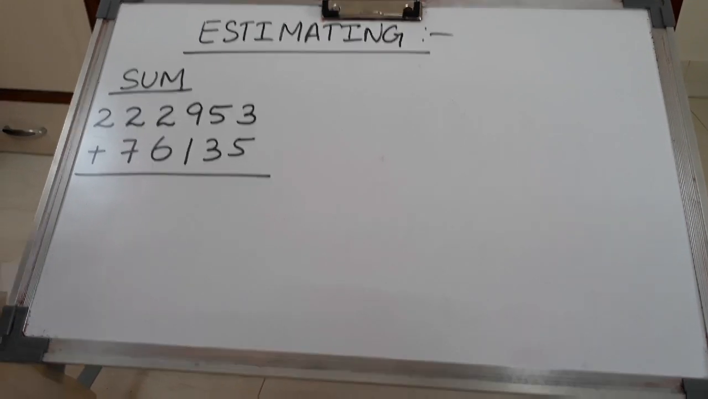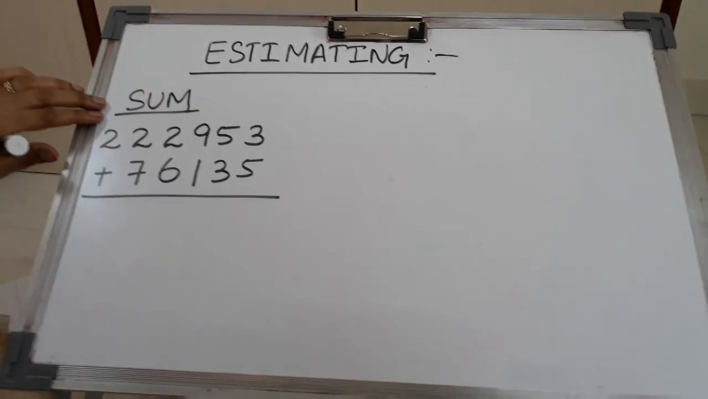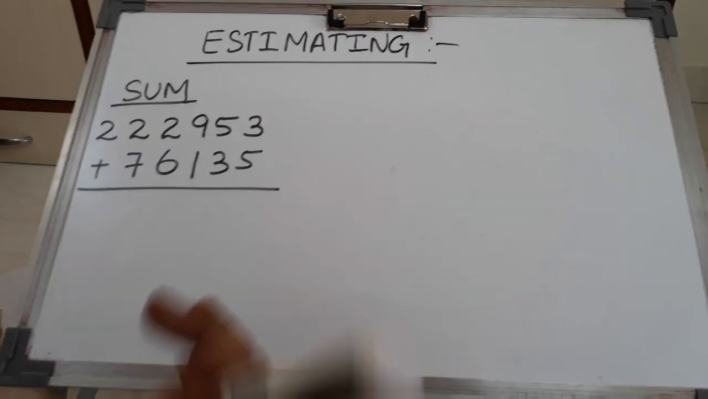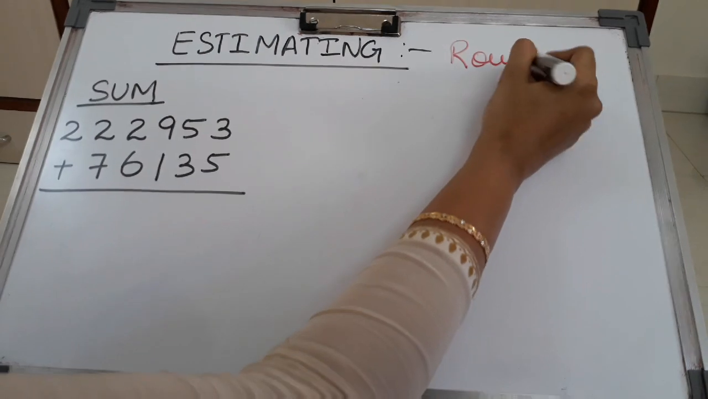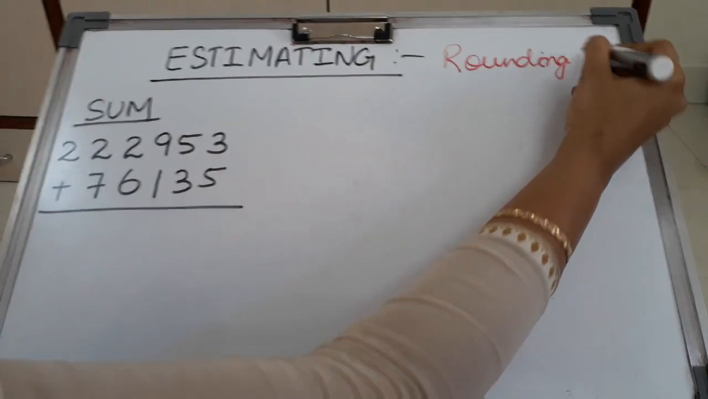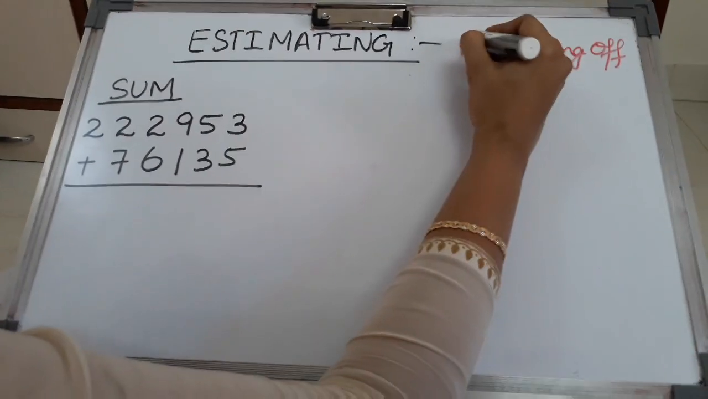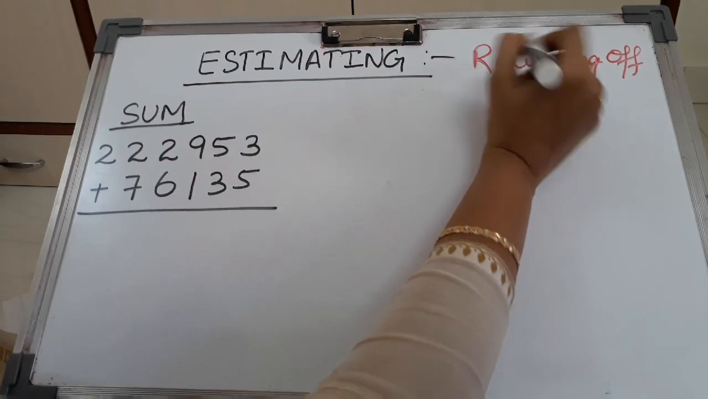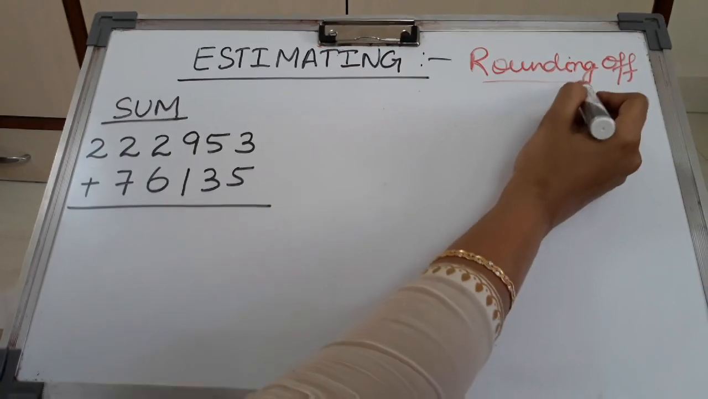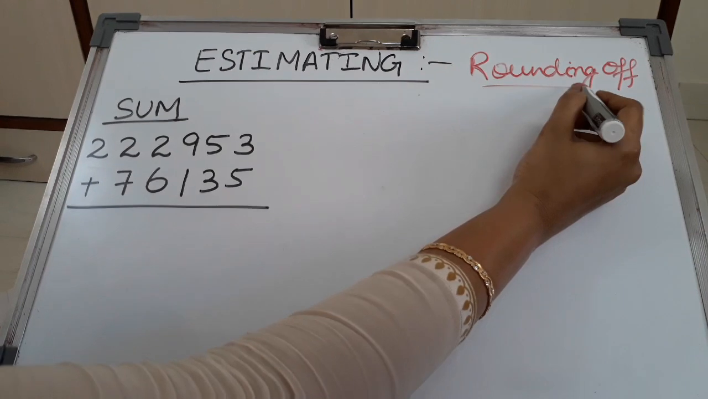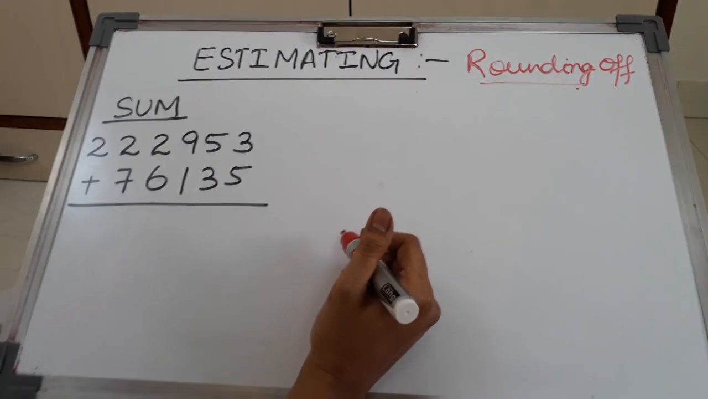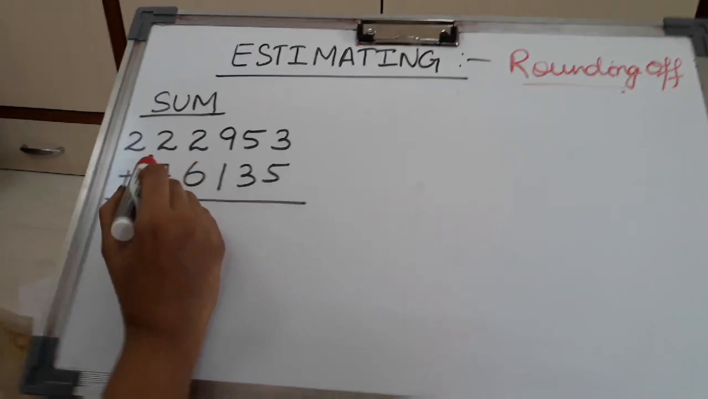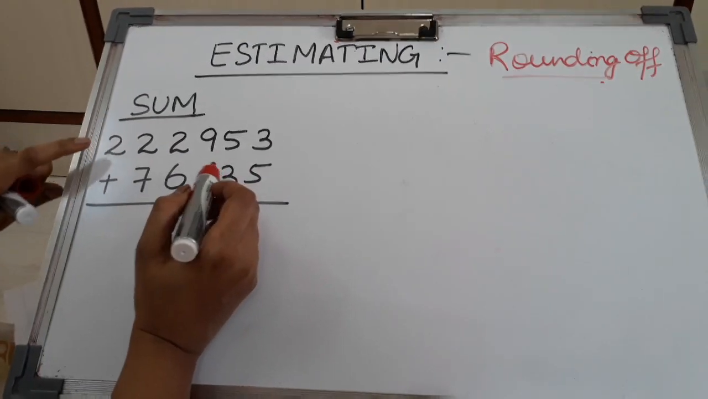Now the next type of question is estimating the sum. What is the meaning of estimating? Estimating means rounding off. You must be very familiar with rounding off, because previously I made a video on it. If you have not seen it yet, I have shared the link in my description box. Please see it, and accordingly we will solve this type of question, rounding off this number.